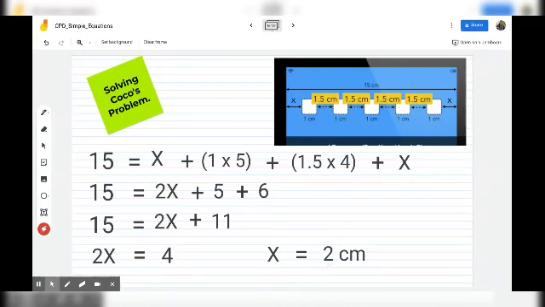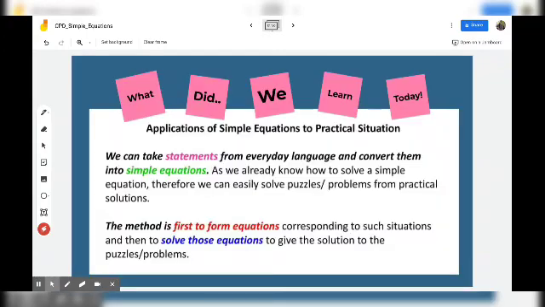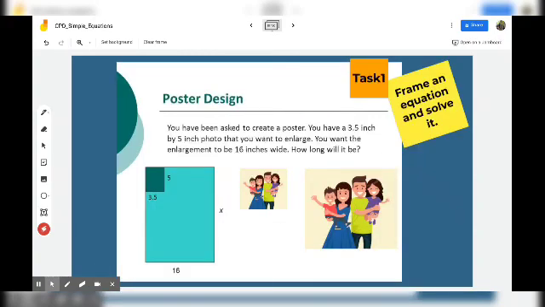So there goes Coco. Let's recap what we learned today. We learned applications of simple equations to practical situations. We learned that we can take statements from everyday language and convert them into simple equations. With prior knowledge of solving simple equations, it becomes easy to solve practical situations as well. The trick here is to frame and solve. We are now moving towards the end of the video.